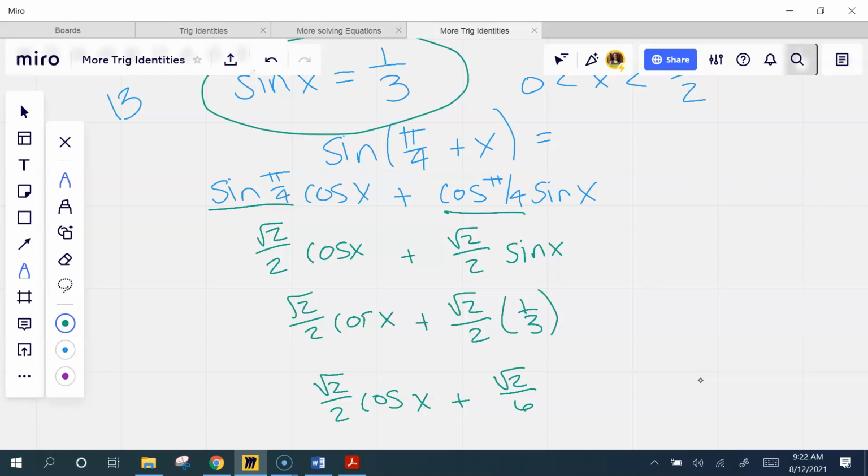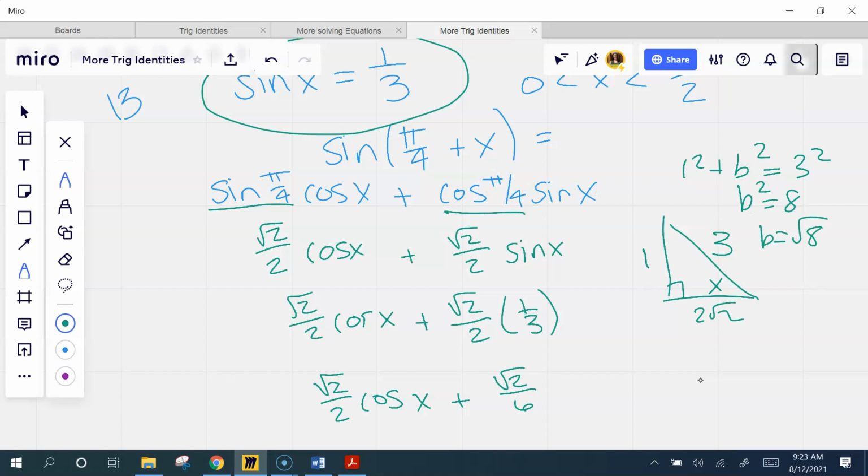If you have sine x, let's think about a triangle. Okay, if x is my angle or my theta or whatever, sine is opposite over hypotenuse, right? You have a right triangle with two sides. Can you find the third? Pythagorean theorem. a squared plus b squared equals c squared, right? So 1 squared plus b squared equals 3 squared. What is b squared? 8, right? So b is the square root of 8 or 2 root 2.